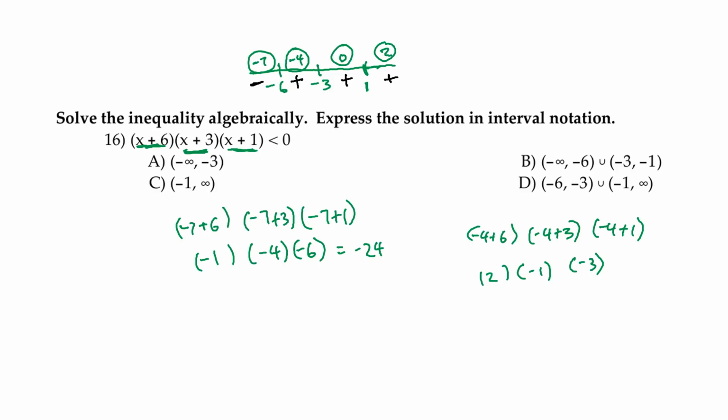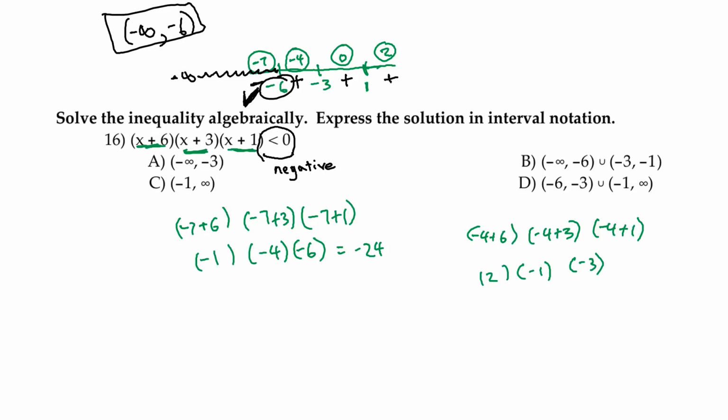But what we're asked for here is, when is this less than 0? In other words, this is like saying, when is it negative? So it's only negative right here. So basically, between negative infinity and negative 6, starting from out here at negative infinity and continuing along until we get to negative 6, this is going to be our answer. That's where we have negative values for the given function.